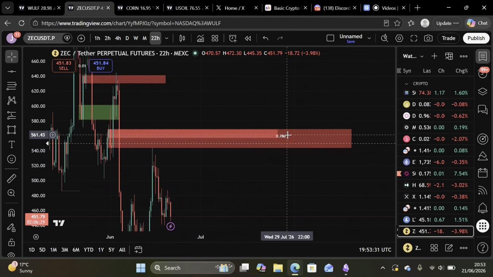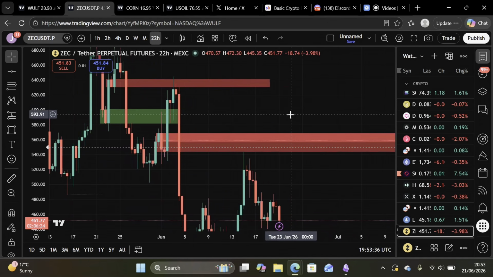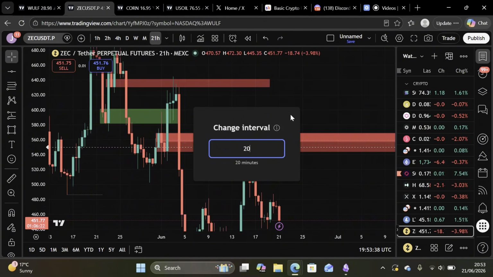So this is called refining a level. This is called refining a level, guys. And again, you can never refine too much. You go down as many time frames as possible.